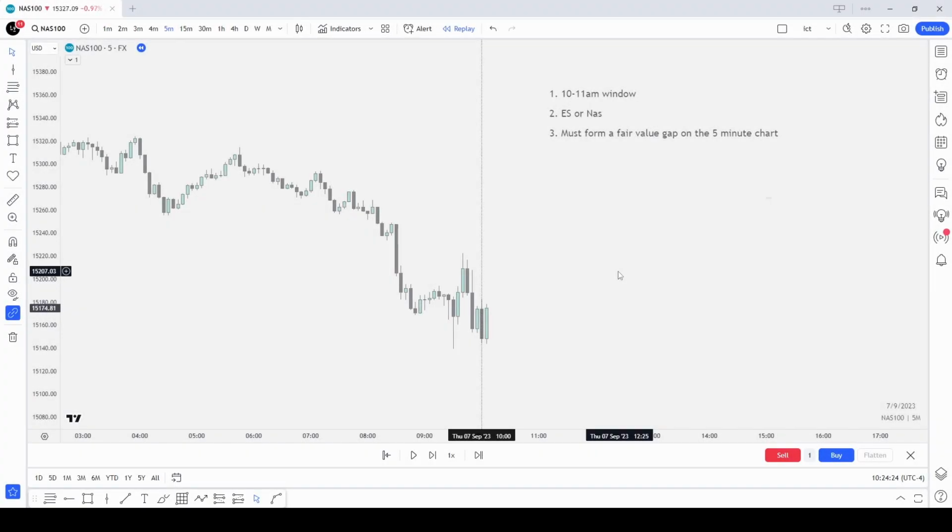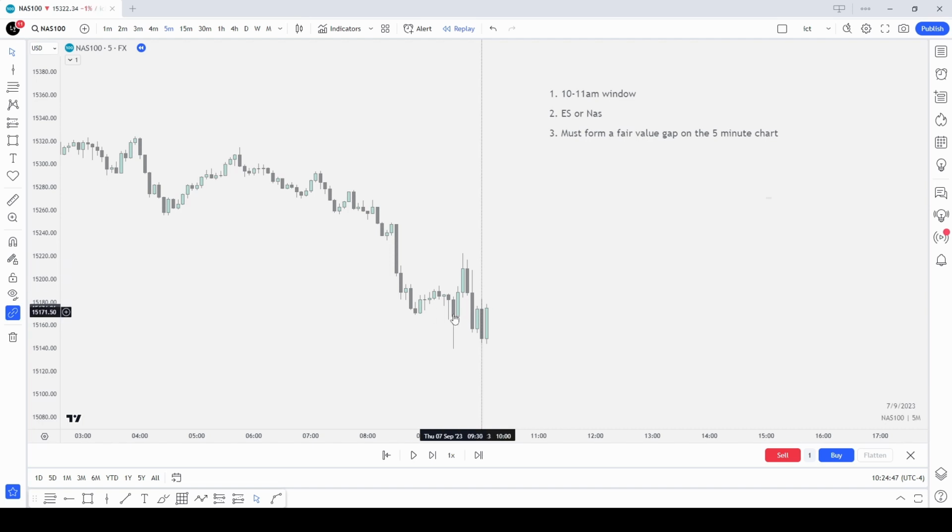So for this strategy we have 3 rules we have to lay out. First of all, the fair value gap we trade from has to occur inside the 10 to 11 AM window, New York time. Secondly, we must be trading ES or NAS 100. And thirdly, we must form the fair value gap on a 5-minute chart.